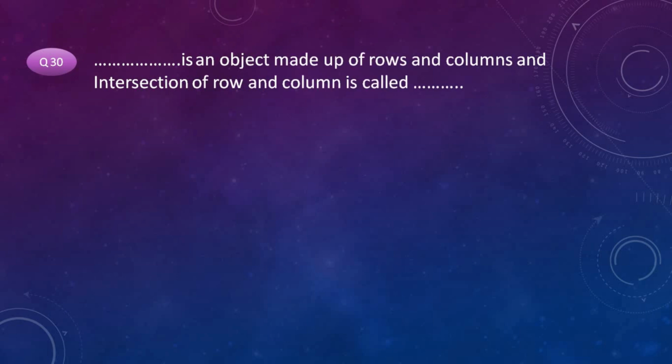The next question: dash is an object made up of rows and columns, and the intersection of row and column is called dash. The answer for this is: table is an object that is made up of rows and columns, and intersection of row and column is called cells.